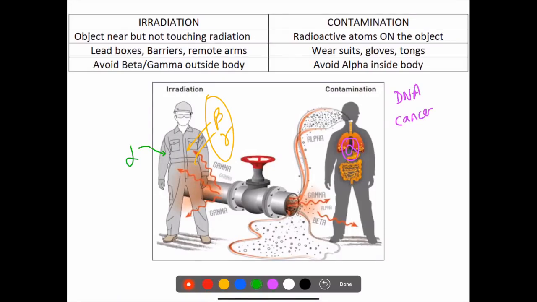If it's beta or gamma that's gone inside your body, that's not a problem because they can easily escape because they're very penetrating.